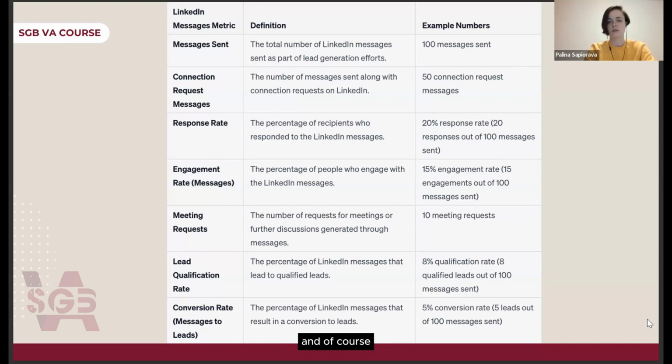And of course, one of the most important metrics, probably the one that will be required from you most of the time, is meeting requests. So how many people were interested in meetings and how many meetings you were able to set up. Also, you can have other metrics like lead qualification rate. So how many leads were qualified. And of course, follow-ups. So how many follow-ups you have sent.